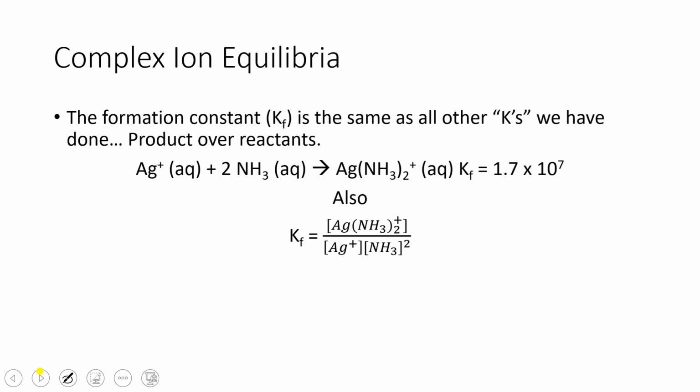With complex ion equilibria, the only thing I'm really going to have you guys worry about is the formation constant, yet again another K, and it's the same as all the other Ks we've done, products over reactants. So if, for example, I had this reaction here, silver ion plus 2NH3 yields silver ammonium, and that formation constant is 1.7 times 10 to the 7. Well, I can set it up like this, products over reactants, and that's just one way I can manipulate the formation constant. So the constant in which the product is formed.